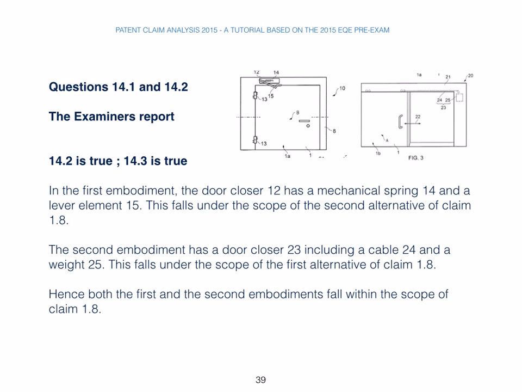14.2 is true and 14.3 is true according to the examiners, who say, in the first embodiment, the door closer 12 has a mechanical spring 14 and a lever element 15. This falls under the scope of the second alternative of Claim 1.8. The second embodiment has a door closer including a cable 24 and a weight 25. This falls under the scope of the first alternative of Claim 1.8. Hence, both the first and second embodiments fall within the scope of Claim 1.8, and next is 14.4.